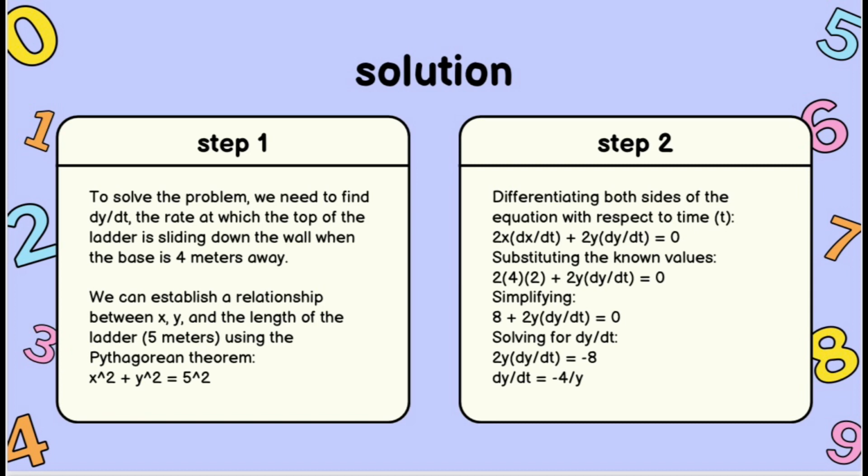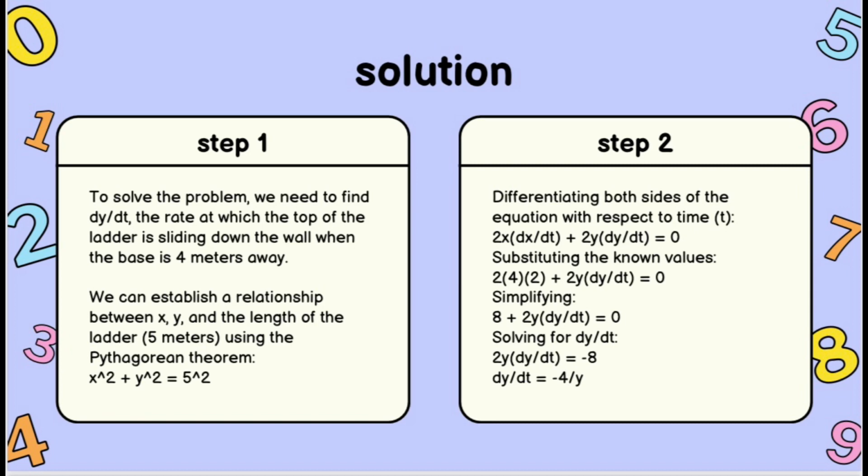Step 2. Differentiating both sides of the equation with respect to time t: 2x times dx over dt plus 2y times dy over dt equals 0. Substituting the known values, which is 2 times 4 times 2 plus 2y times dy over dt equals 0.